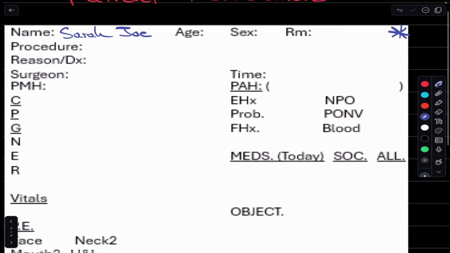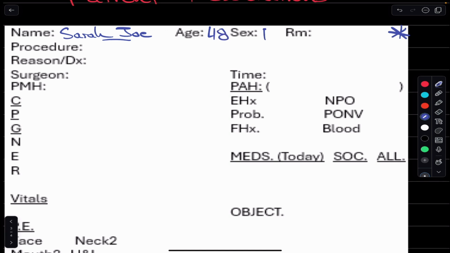So the first thing to know is the patient name. So I write down, so Sarah Joe, we'll say that she's a 48-year-old female. And then I write down room, we'll say like 18/53. So 18 is the operating room that she's going to be in. Super important to know when you're trying to quickly make your way to the case to get there in time for the intubation. And then 53 is the pre-op room that they're going to be in.